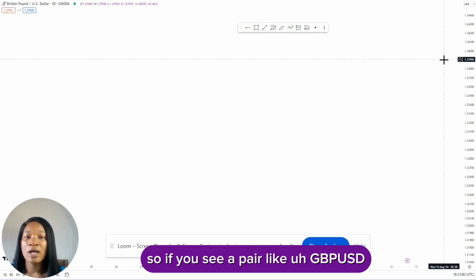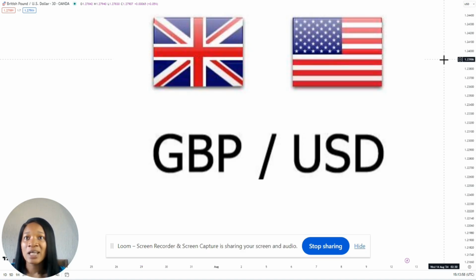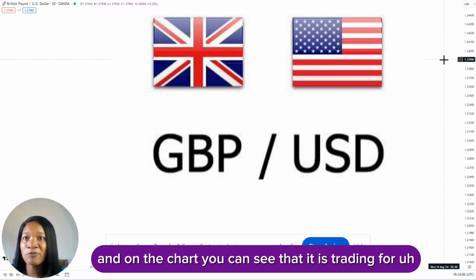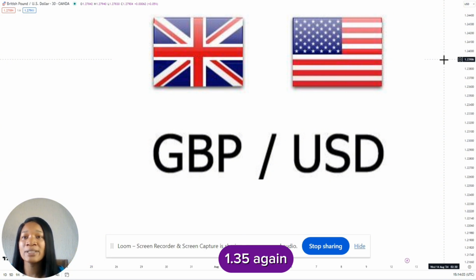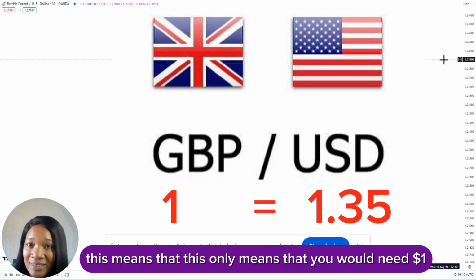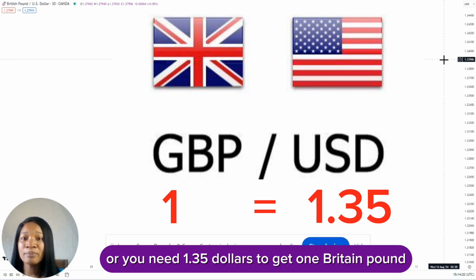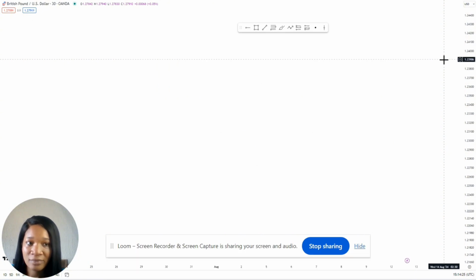Okay. So if you see a pair like GBPUSD, for instance, and on the chart you can see that it is trading for 1.35. Again, this is an instance. It is trading for 1.35. This only means that you would need $1.35 to get 1 Britain pound.